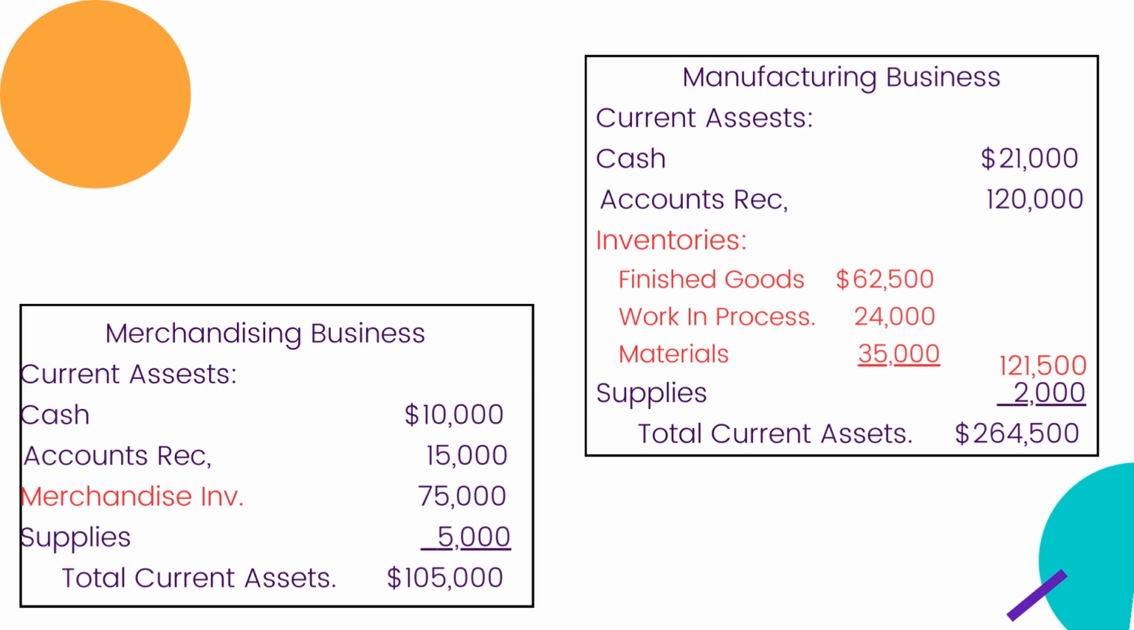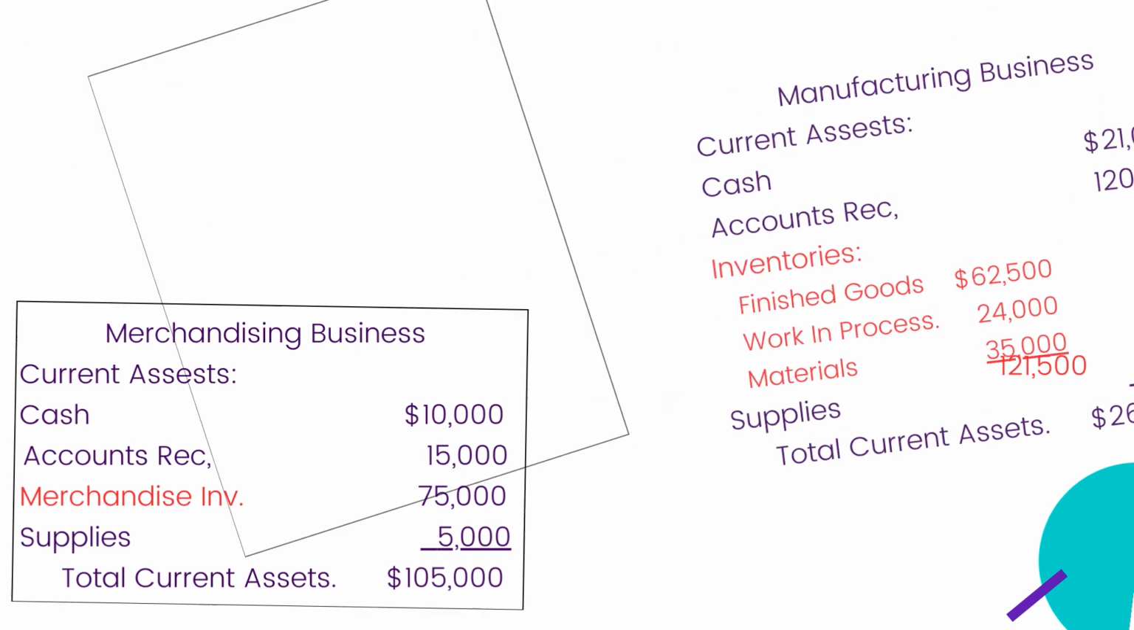But we can't move too fast, because how did we actually get this inventory number? This inventory number is the total of your finished goods, your work in process, and your materials. So we calculated and found out that we had $62,500 worth of finished goods, $24,000 worth of inventories that was stuck in work in process, and then we got $35,000 worth of raw materials that we have not used.